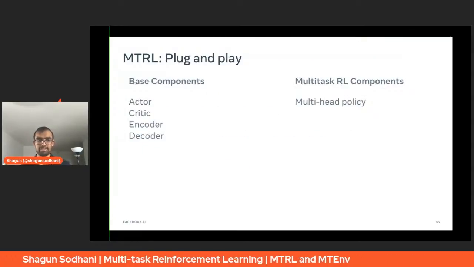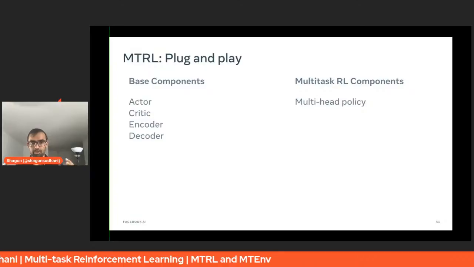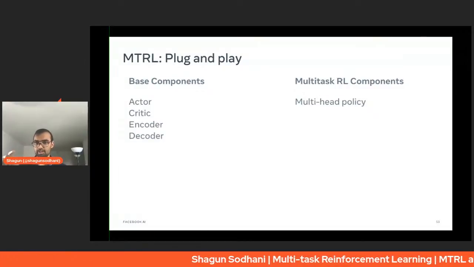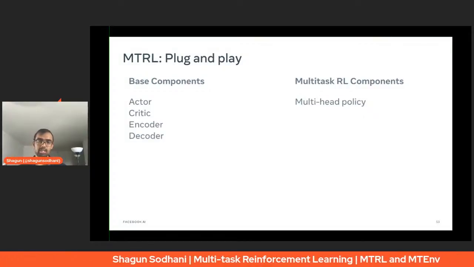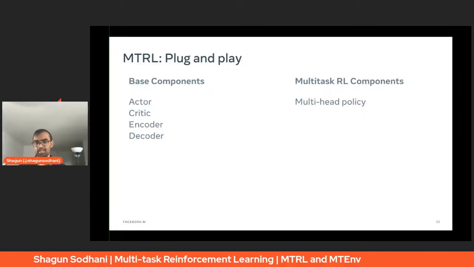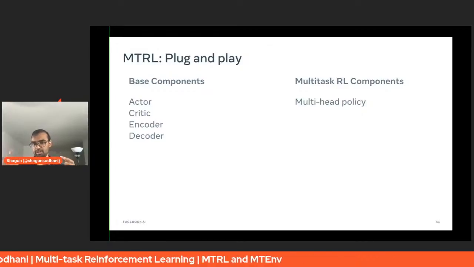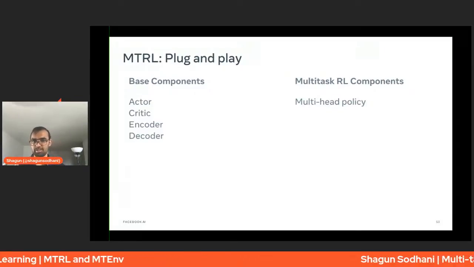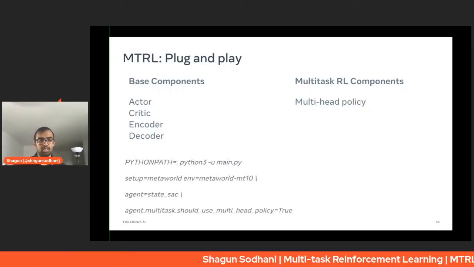So let's take an example. Let's say I want to use the actor, critic, encoder, and decoder as the basic components for making my policy, and then for making the single task policy into a multitask policy, I want to use multiple heads. Multiple heads basically mean you have a shared representation, and for each task you'll be making an independent prediction. So how does that work? How would that look if you were to do it using the library?